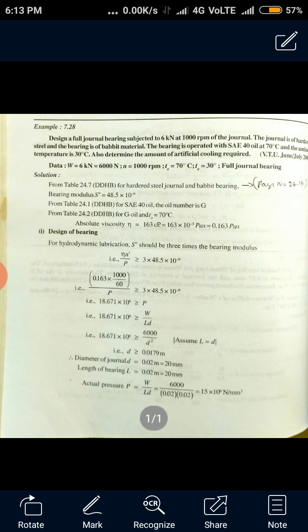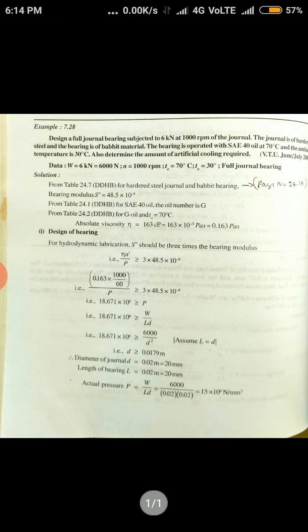Then length and diameter of the bearing and journal is not given. So using the design equation we should be able to find that. For hydrodynamic lubrication, the design equation is what? S double dash should be 3 times the bearing modulus. So S double dash is given by one more relation, viscosity times N dash by P greater than or equal to 3 into S double dash. S double dash we have already taken as 48.5 into 10 to the power minus 9. Substitute the viscosity, speed in RPS, pressure P. So we'll get the relation 18.67 into 10 to the power 6 greater than or equal to P.